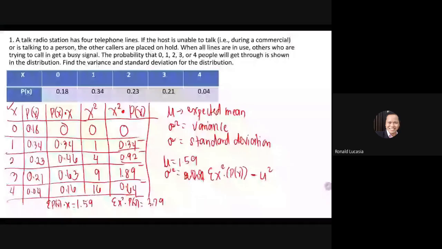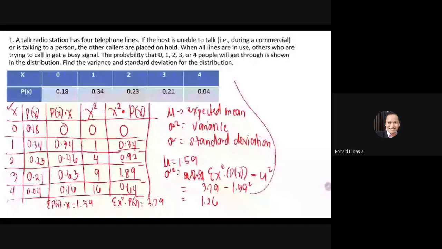3.79 minus 1.59 squared. That's the variance. So 3.79 minus 1.59 squared, that is 1.26. Yan po yung variance.